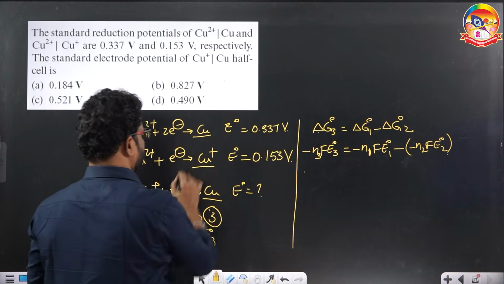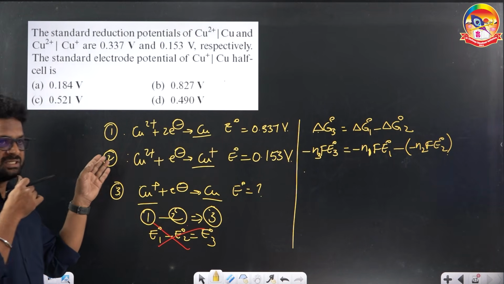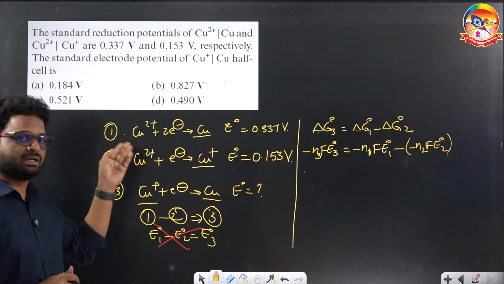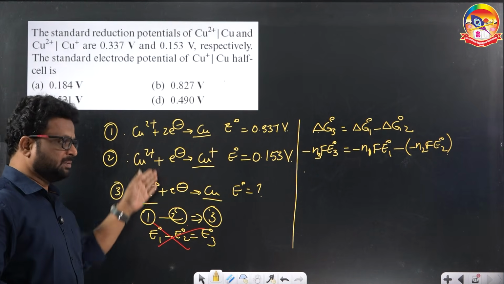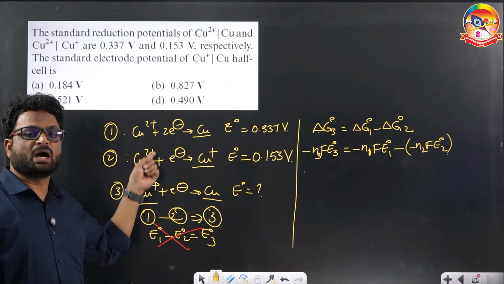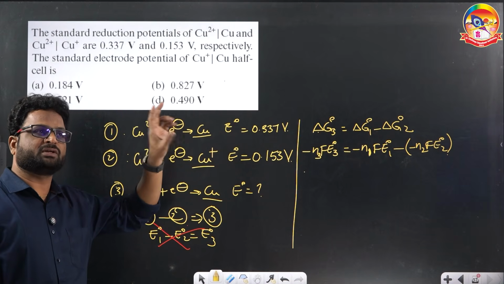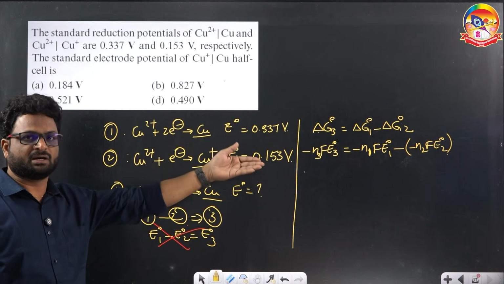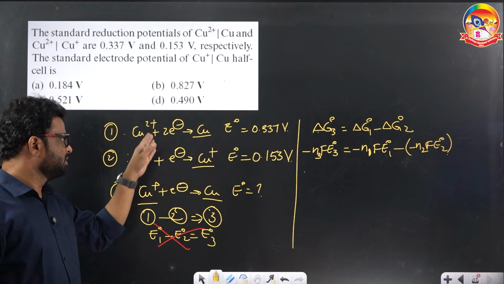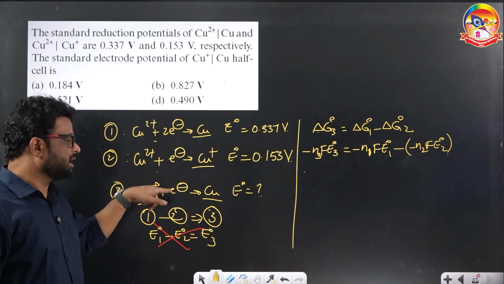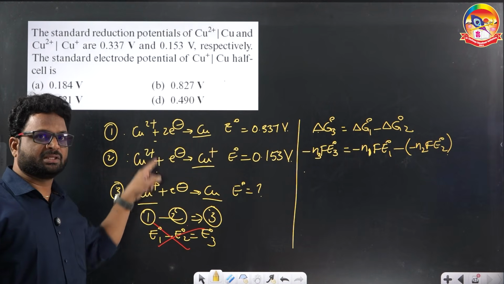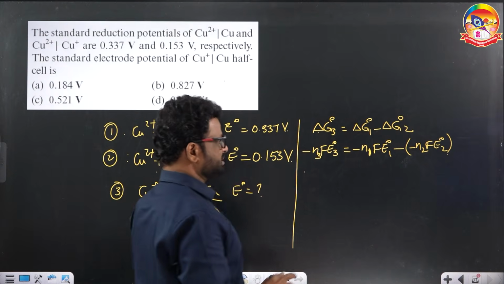When two half cells of the same metal in different oxidation states are given, and the third one asked is also a half cell in the same combination, use this. If two half cells are given and a complete cell reaction is asked, then you can go for the expression E0 cathode minus E0 anode. But if two half cell potentials are given and a third half cell potential is asked within the same metal, then the correct procedure is this.